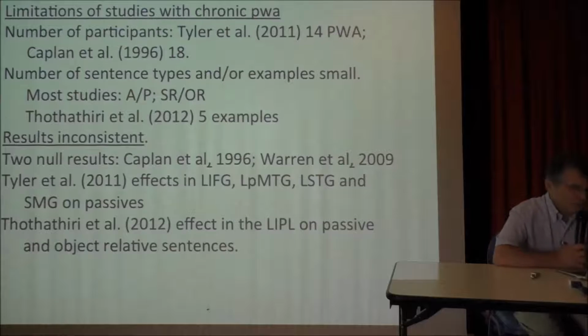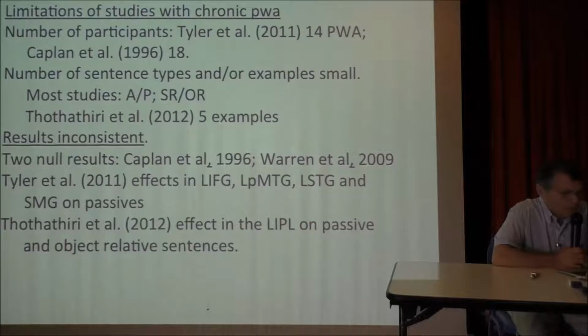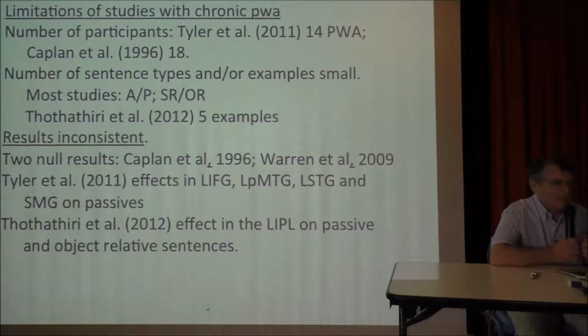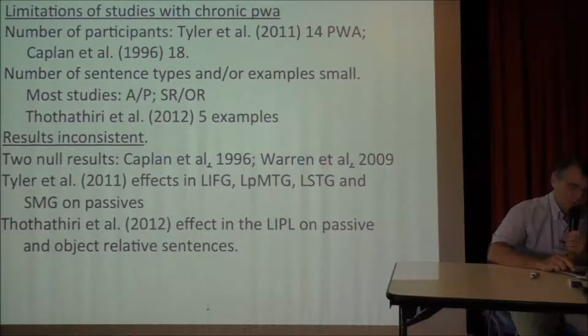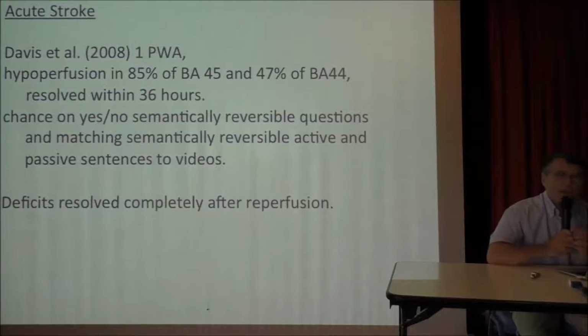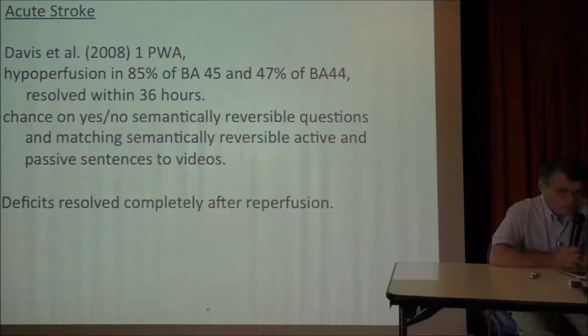There are lots of limitations of these studies. There's small numbers of patients in some of them. There are small numbers of sentence types or examples. The results are inconsistent across these studies. That, as far as I can tell, is the sum total of the database that is available based on chronic stroke. Acute stroke uses a somewhat different technique.